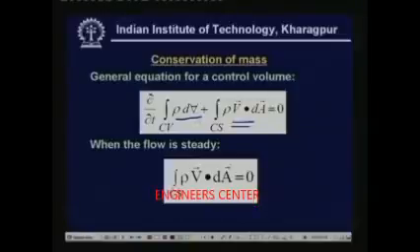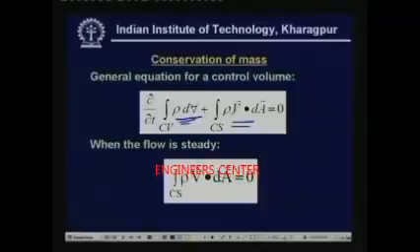So this first term accounts for the rate at which the mass of the control volume is varying with time, and the second term accounts for the net mass flux out of the control volume. In this equation, rho is the density, t is the time, and v is the velocity vector with reference to the control volume. Okay, and when the flow is steady, that means when the flow does not vary with time, this term will not be there.